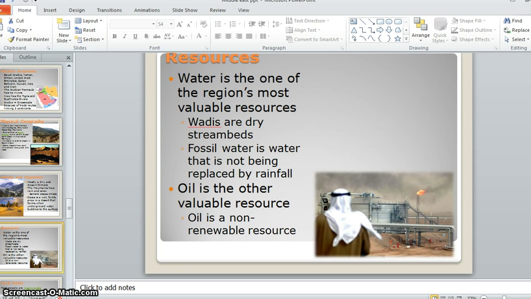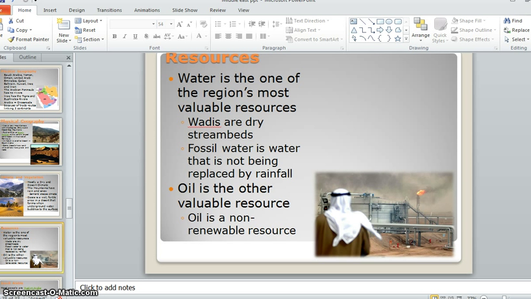Now, I know when you see this slide, immediately the first thing is like, oh yeah, that's the Middle East that I know of today, and that's the area that I was thinking of with the oil. But again, water, very valuable resource to the people that are around because it's mostly deserts. You might have heard of a wadi before, which is a dried stream bed.